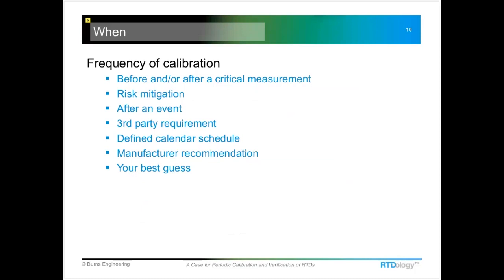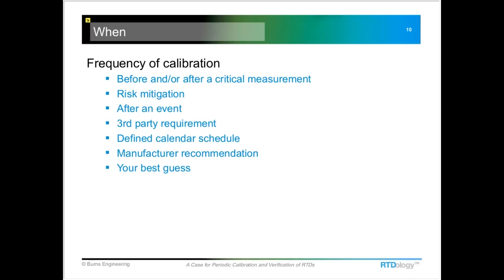We have some customers that will calibrate a temperature probe before and after a batch process, for example. It might be a real high value product, and they want to make sure that the temperature probe did not shift during that process. So they'll actually do a full calibration before and after. Another variation would be to just do a verification. You may test the probe just at 0 degrees C before and after a batch process.